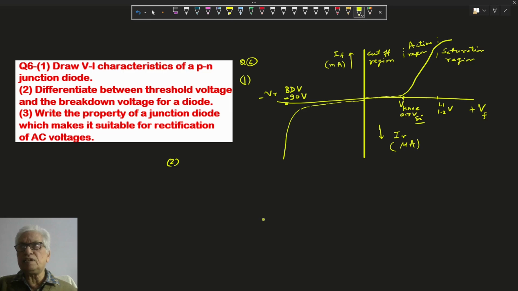After 1.1 and 1.2 volt, this saturation level comes here. The current is not increasing much. In the reverse biasing, current is not getting, even microampere current is not getting.